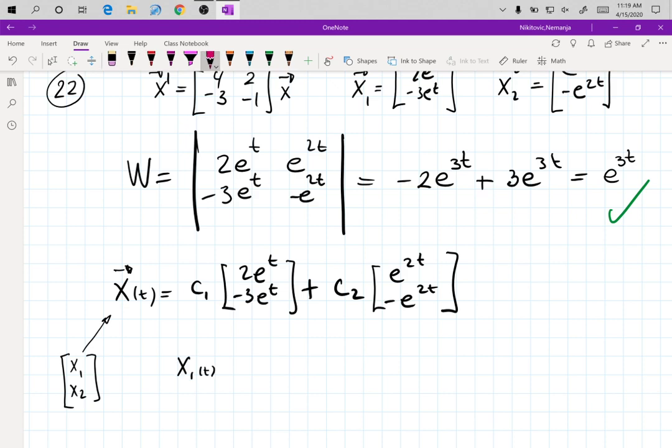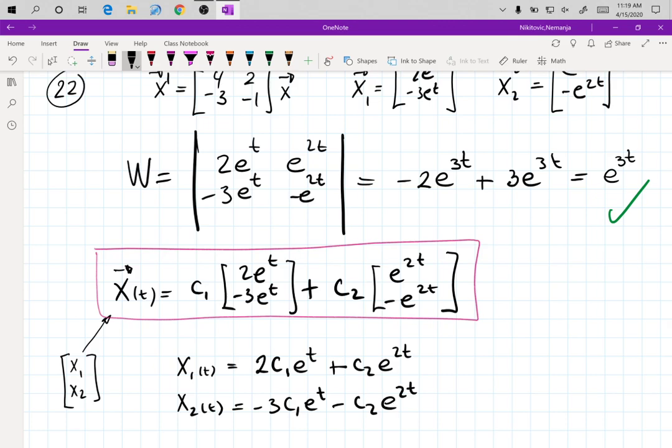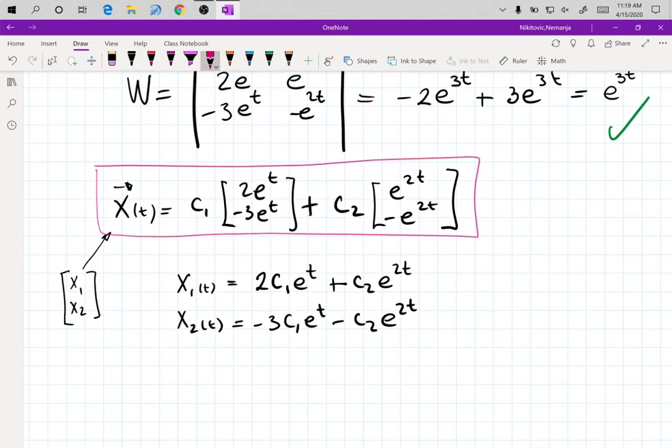You can represent your solution this way, or you can break it apart into individual lines. So x1 of t is 2c1 e to the t plus c2 e to the 2t, and x2 of t is -3c1 e to the t minus c2 e to the 2t. Yay! So here's a big or. You can do one or the other, both are solutions.